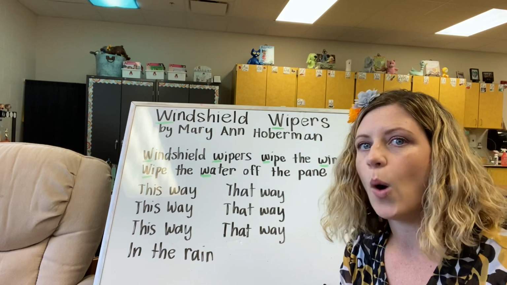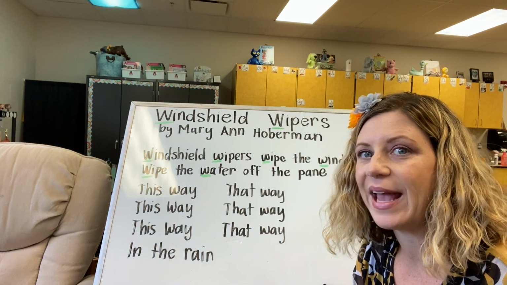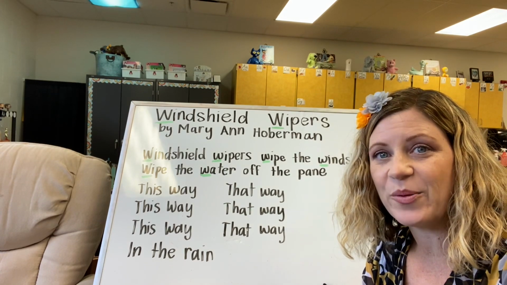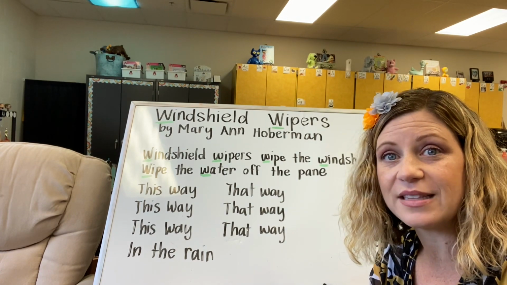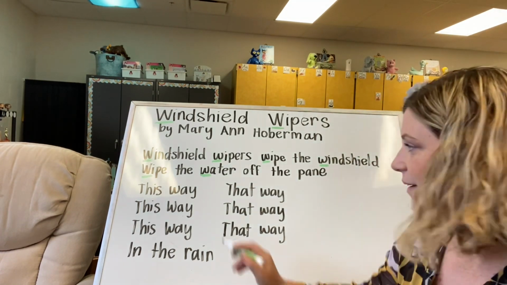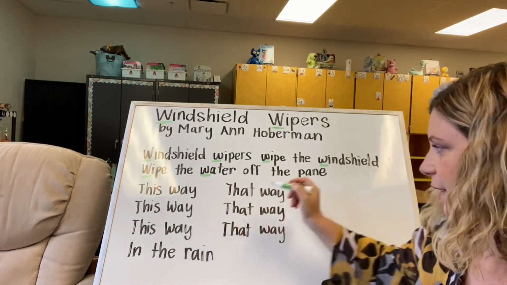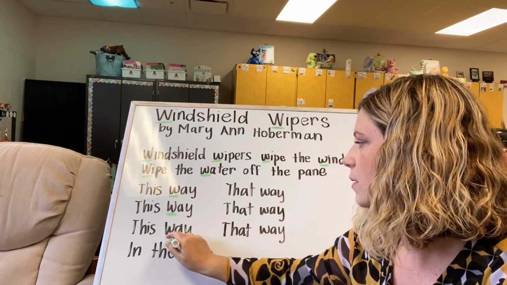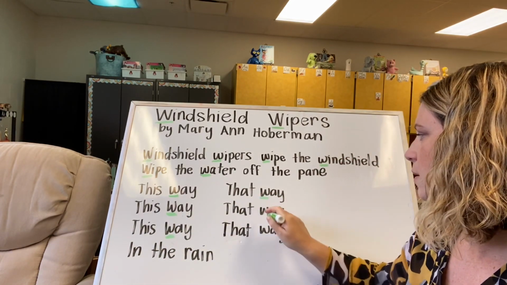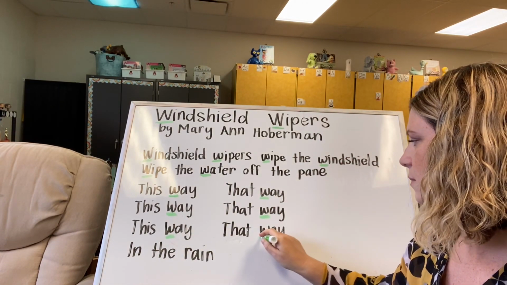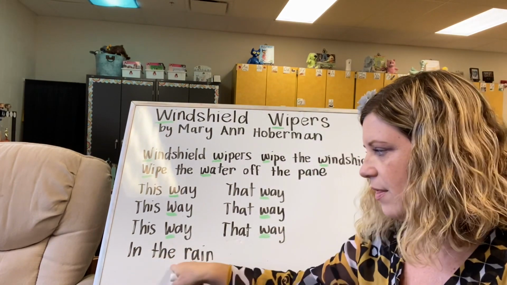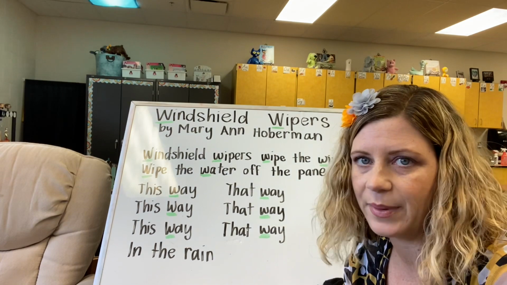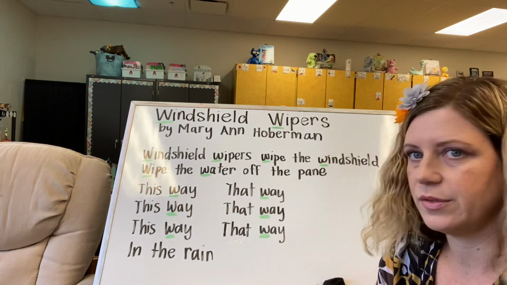Let's listen to this part. This way, that way, this way, that way, this way, that way. Oh my goodness. There's lots of words way. There's lots of ways. 1, 2, 3, 4, 5, 6. Let's get them all. In the rain. Do we have any W sounds there? Nah, we don't.